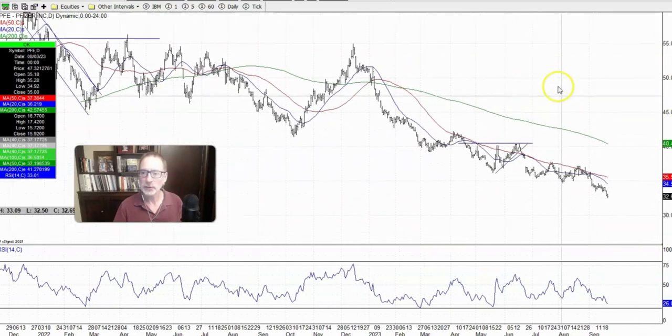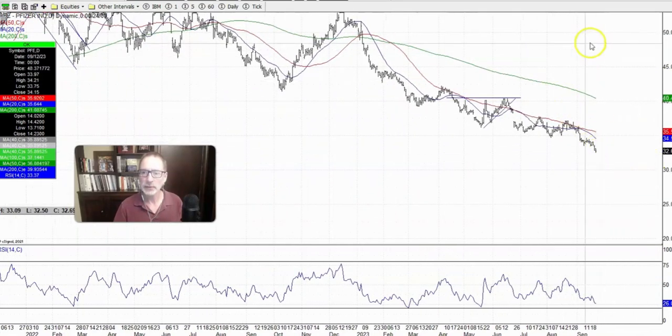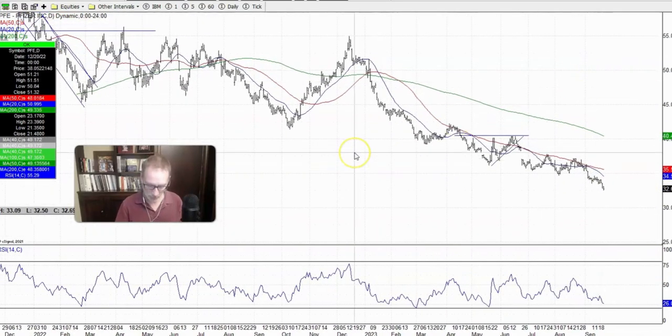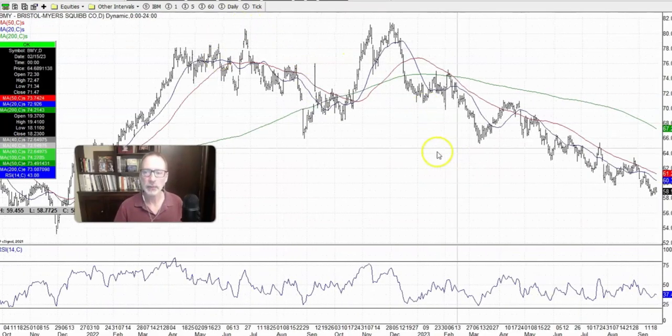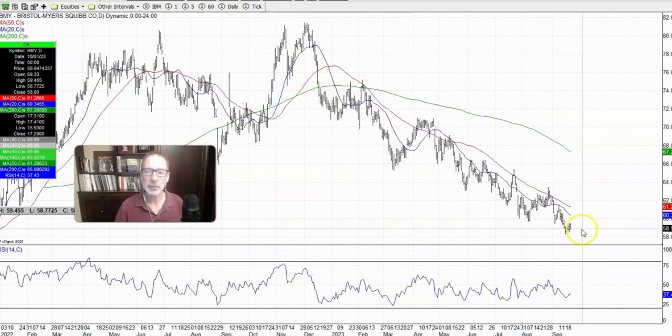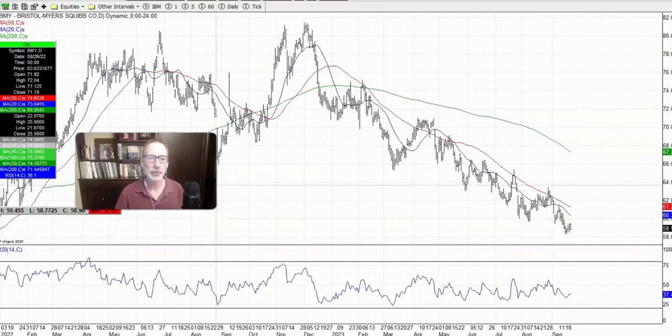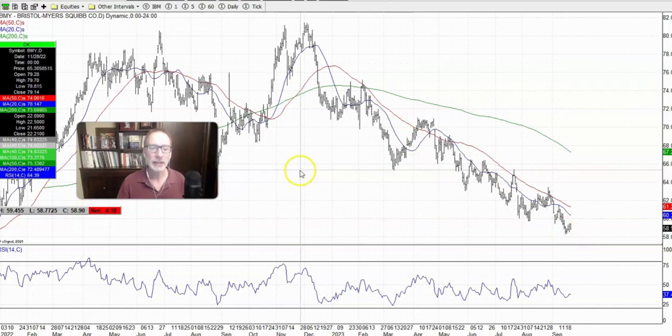It made new lows this week, okay? Getting down to the low 30s. Bristol Myers, BMY, same thing. Just been going down. There's no point of buying these things. Just because the stock is cheap or cheaper than where it's been doesn't mean it's a buy. If you're trying to pick bottoms, you're going to get burned. If you thought this was the low and you bought, you're going to get burned because it keeps going down.